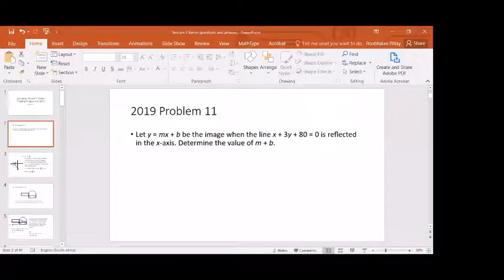All right, so the first problem, as you can see, says that you've got a straight line whose equation is given as x plus 3y plus 80 equals 0. And this line is reflected. You've got another line, y equals mx plus b, and that is the reflection of this line in the x-axis. Now, what does this mean? Let's just first understand what we are saying here.